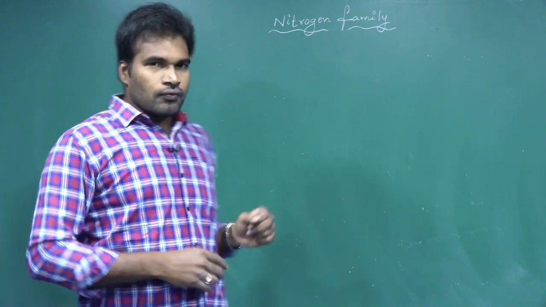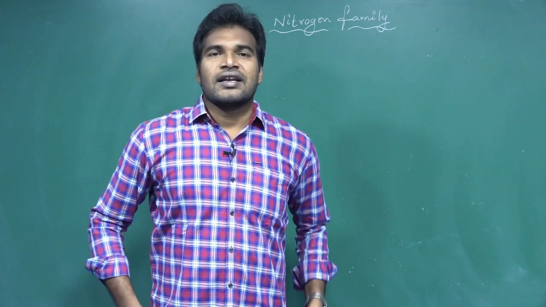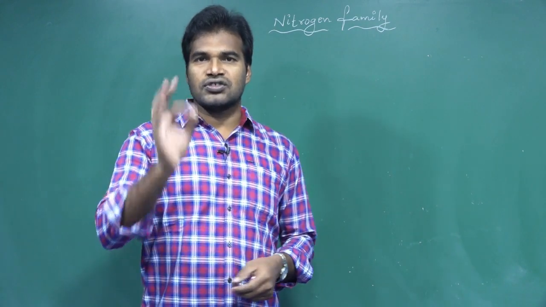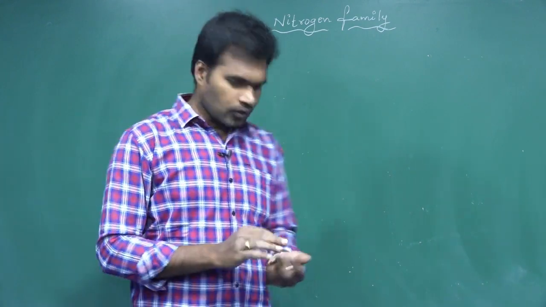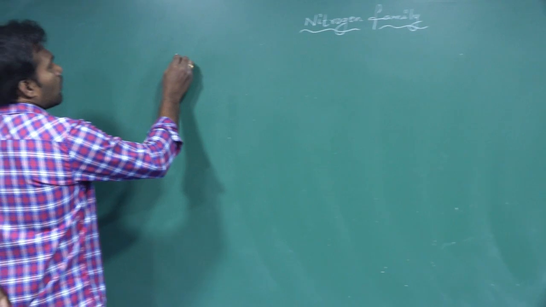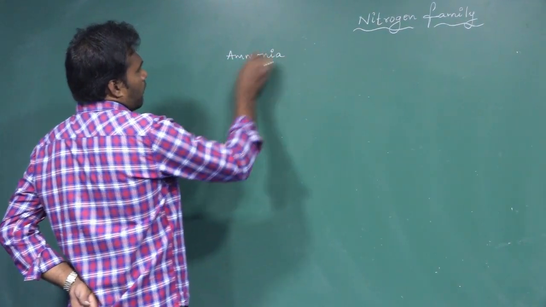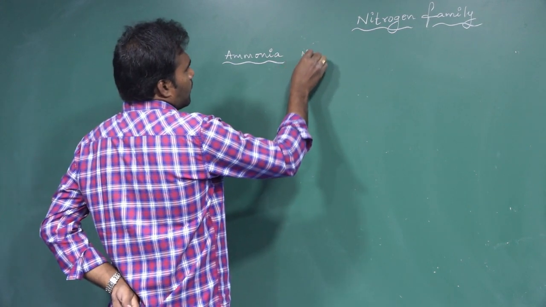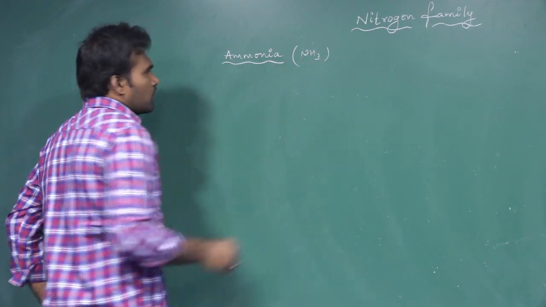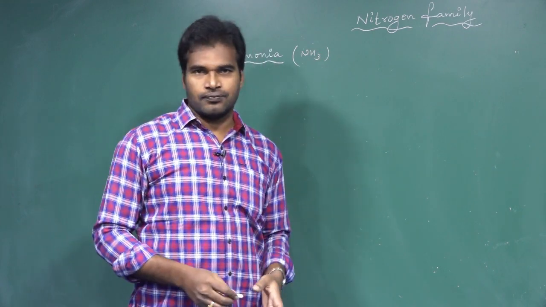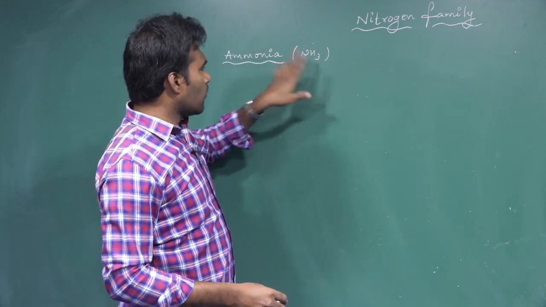Now in this video we are going to discuss clearly about the hydride of the nitrogen family, the most important hydride, that is ammonia. The general formula of ammonia is NH3. This is also what we call a hydride of nitrogen.